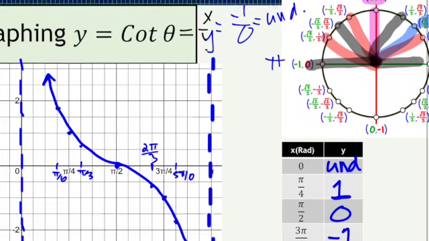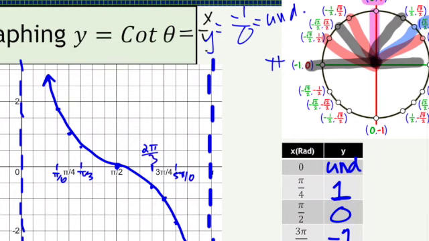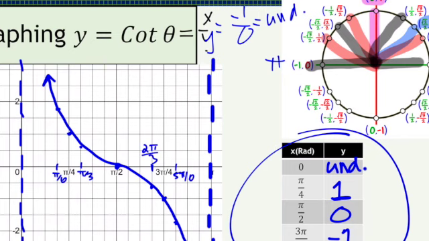We need to write the whole thing. We know we're going to get undefined. So if we just memorize just these points, and we already know the shape of the graph, that should be enough for us to graph it. So let's get some more practice on the next slide.